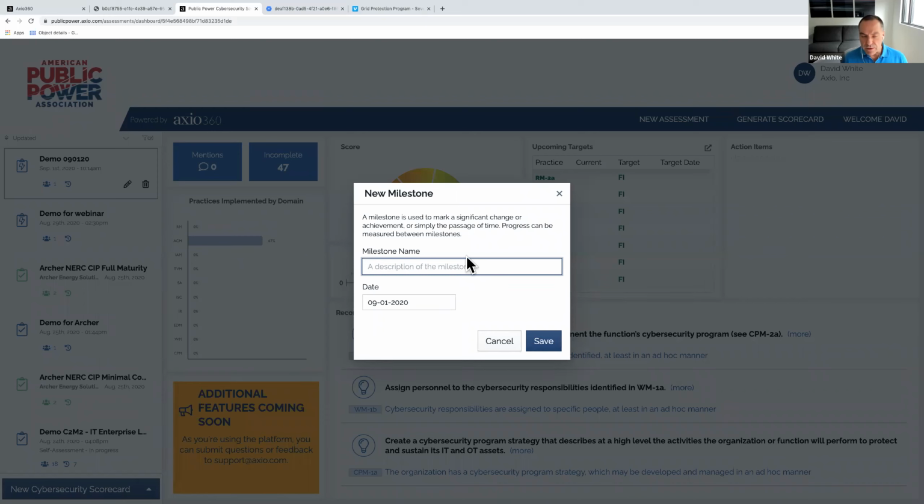We can also create milestones here. Remember that in the Axio 360 platform, every time you change an answer, we record that change with a time and date stamp. So at any point in the future, you can get in the time machine using this new milestone feature and look at what your score was on a specific date, right? So next year sometime, you could say, hey, I want to see what my score was at the end of Q3 2020. Go in and create a milestone for September 30th, 2020, and you'll see exactly what your score was on the last day of this quarter, right? So that's the milestone feature.